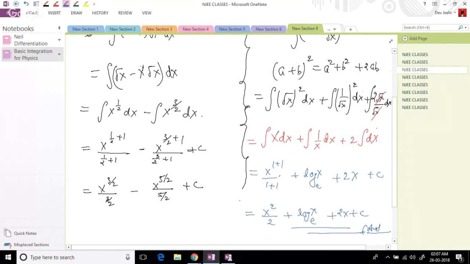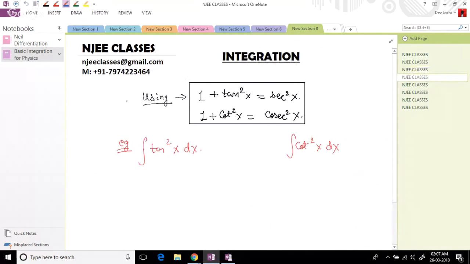I hope you understand how to proceed with the numericals on the basis of the simple formulas that we have already studied. Next, integrations using the following properties: 1 plus tan square x is equal to sec square x, and 1 plus cot square x is equal to cosec square x. The very first example is the integral of tan square x dx.